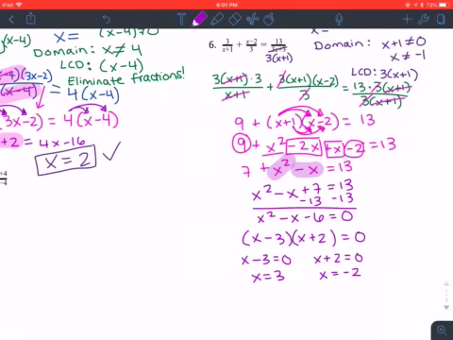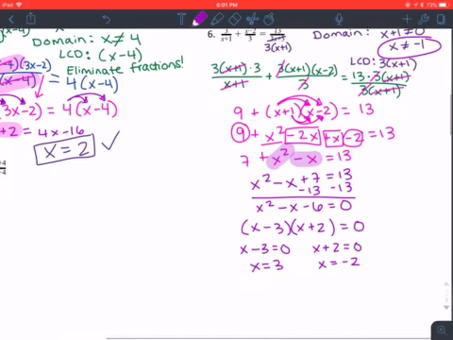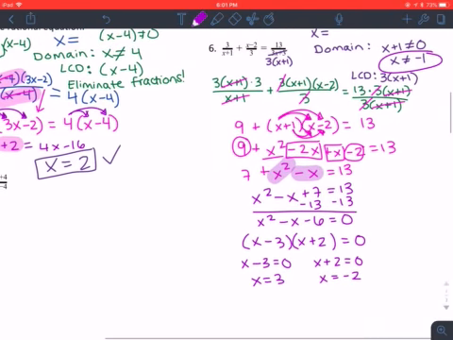Let's double check with our restriction, and the only thing x can't be is a negative 1. So both of these solutions should work, but I do want to check them in my original equation. So we'll start by checking our x equals 3.